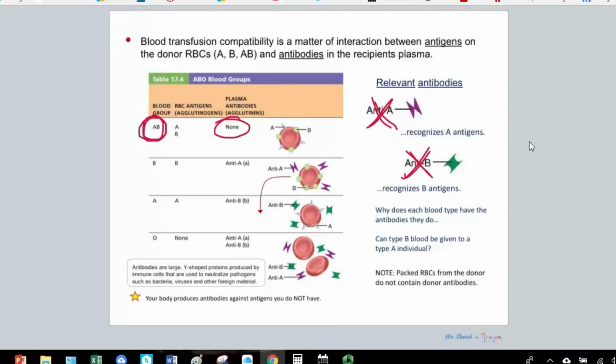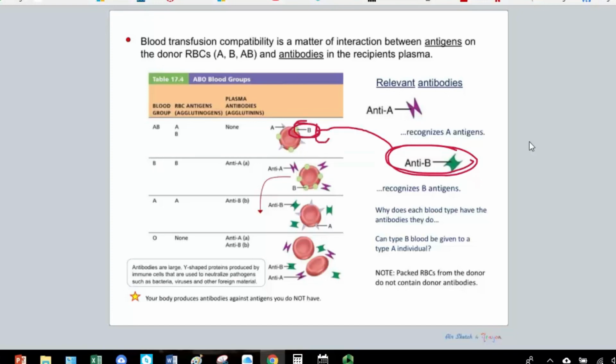The answer to that is, if they had anti-A present, then it would recognize this A antigen and cause an immune response within the body, and we don't want that. Same thing with anti-B. If this individual had anti-B, then it would recognize these B antigens, cause an immune response, and we don't want that.